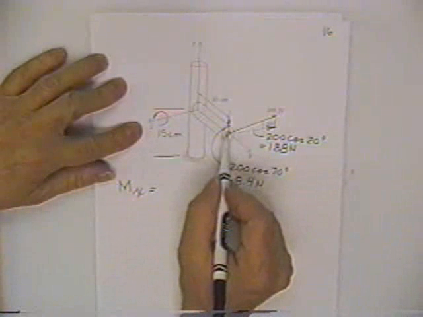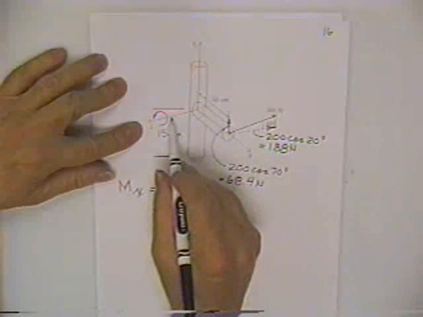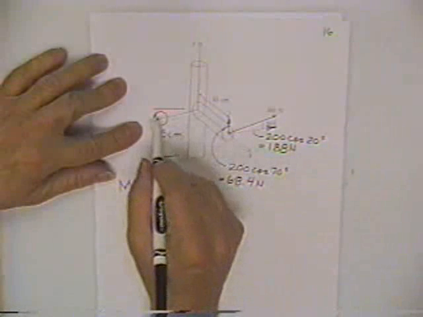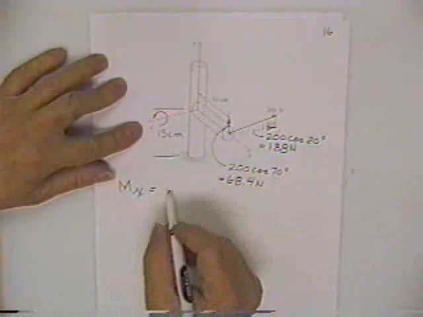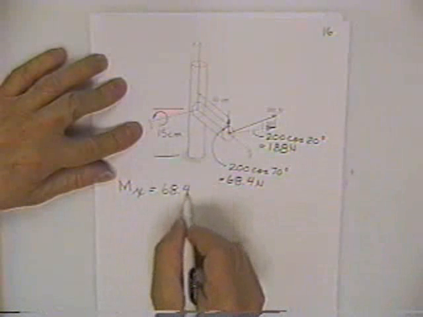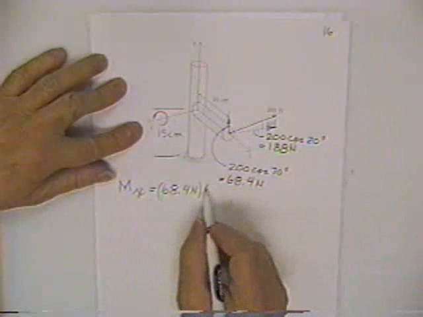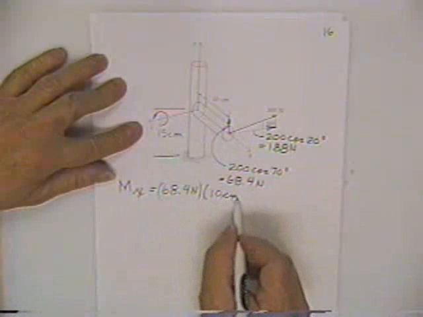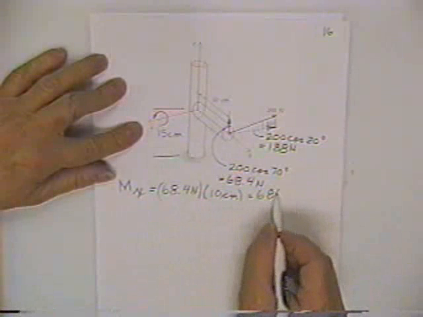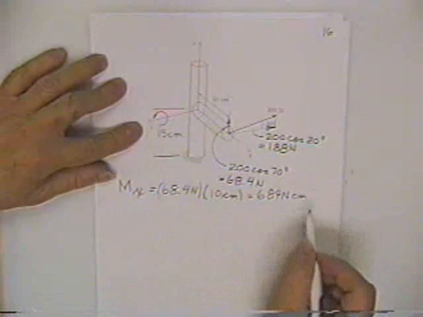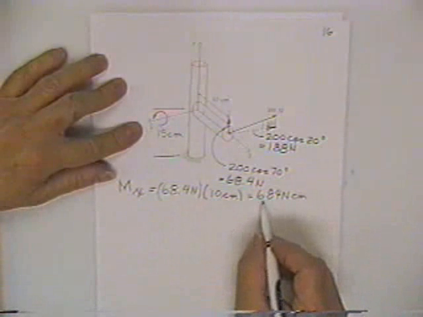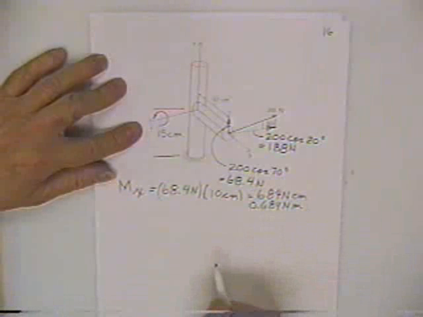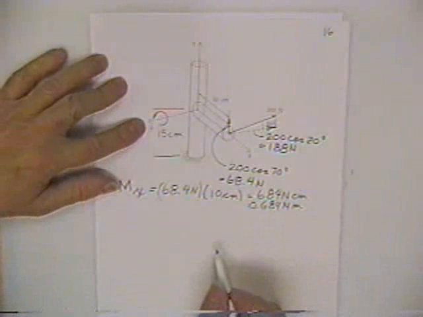This force, however, is perpendicular to that axis, and therefore, being 10 centimeters away, it would cause some tendency to roll about the x-axis. That moment would be 68.4 newtons. You would multiply it times how far this is away from the x-axis. That's 10 centimeters. So 684 Newton centimeters. Most people probably call that a Newton meter, and move the decimal down to be 0.684 Newton meters worth of moment, worth of tendency to roll about the x-axis.